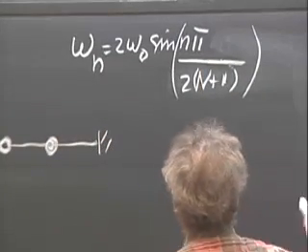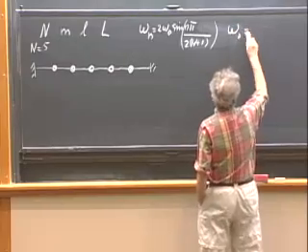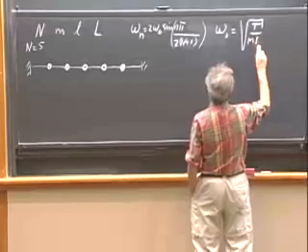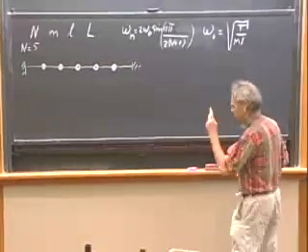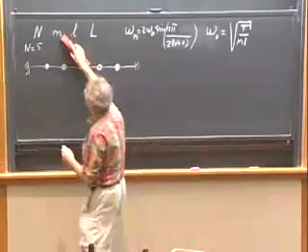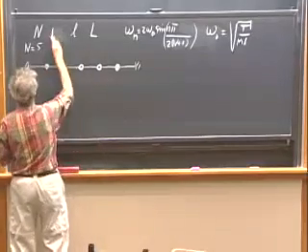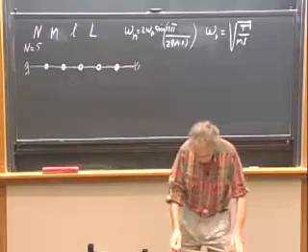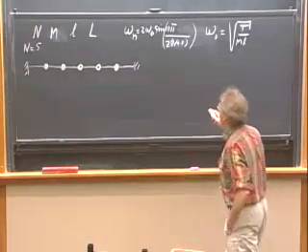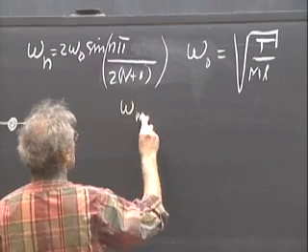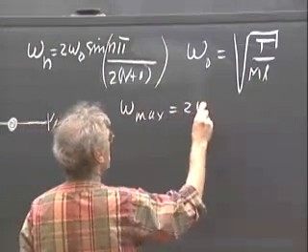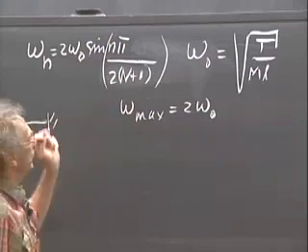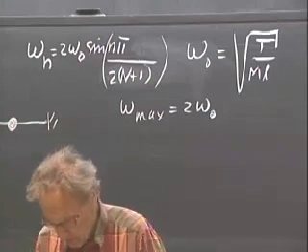Omega 0 was the square root of T divided by mL. So this little m, let me make it a capital M. Each one of those beads has mass capital M. You can see that the maximum possible frequency is 2 omega 0, because that's when the sine of this function equals 1.